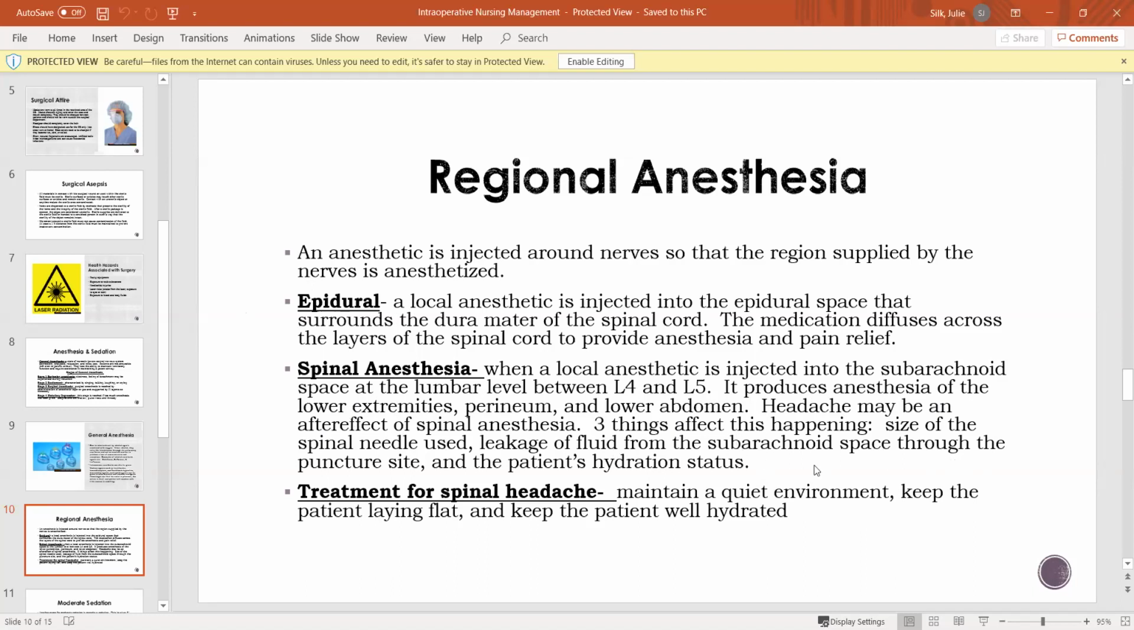So three things can affect this happening. The size of the spinal needle, the leakage of fluid from the subarachnoid space around the puncture site, and the patient's hydration status. So typically if someone gets this spinal headache, you want to maintain a quiet environment, keep the patient laying flat, and keep them well hydrated.